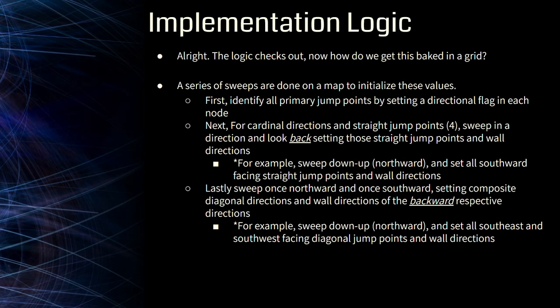Alright, so now that all the logic checks out on paper, how do we actually get this baked in a grid on a machine? So a series of sweeps are done on a map, and this essentially initializes the values. First, we have to identify all primary jump points by setting a directional flag in each node.